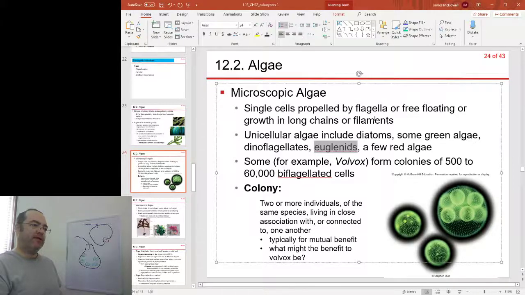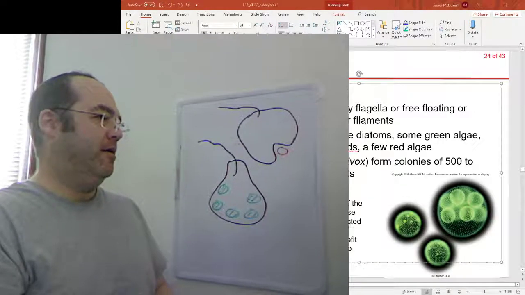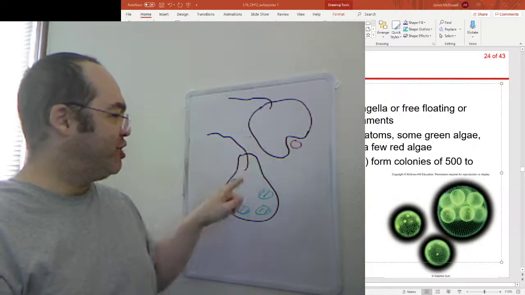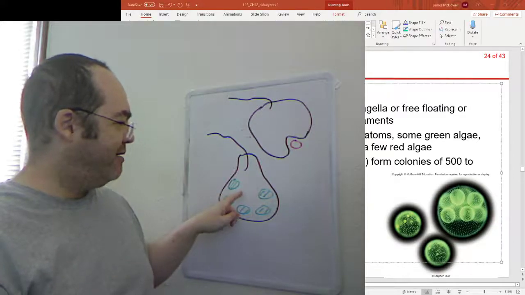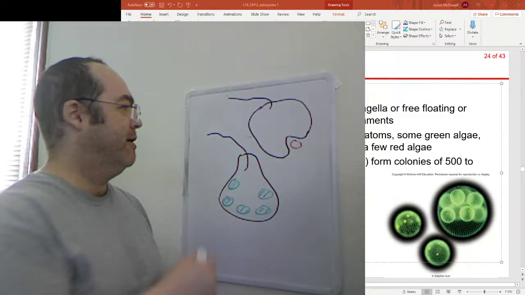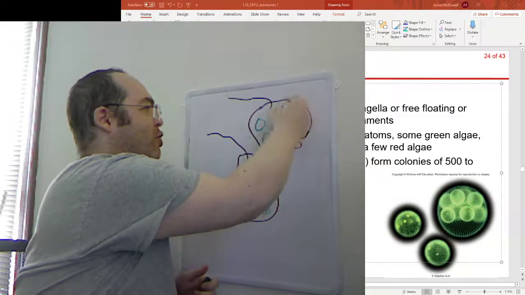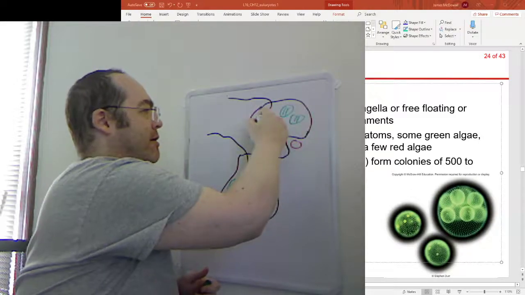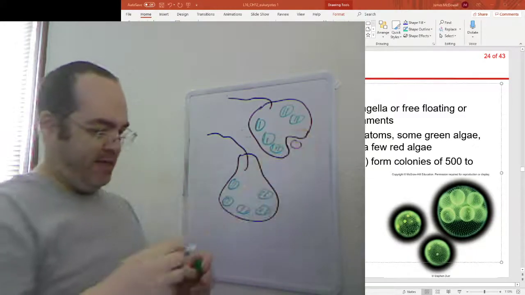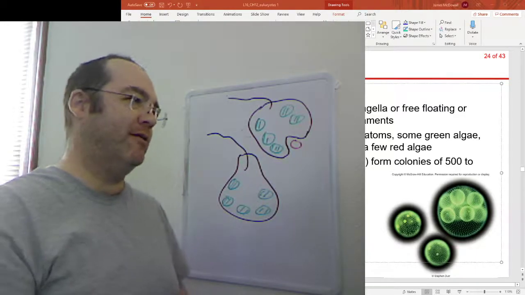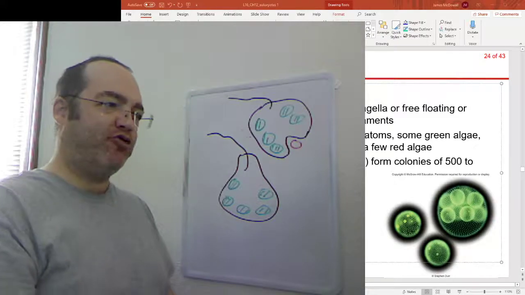Some algae exist as colonies, and so here's my euglena changing shape. Here's my euglena with its chloroplasts absorbing sunlight and being autotrophic. Here's my euglena still with its chloroplasts, but say now it's nighttime or there's no sun available. Instead, the euglena can switch to being heterotrophic.